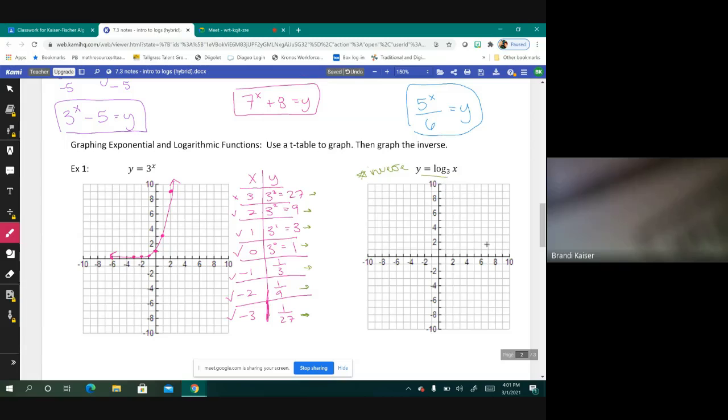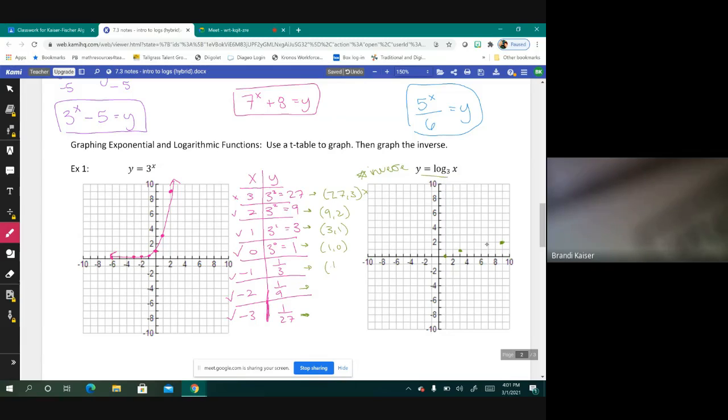So if I flip 3, 27, it becomes 27, 3. And again, that's not something that's going to fit. It's going to go way over to the right, so we can't actually graph that one. Just ignore it. But the next one, 9, 2. I can graph that. Right 9, up 2. There's my point. The next point, 1, 3, becomes 3, 1. If I go right 3 and up 1, there's my point. The next one becomes 1, 0. So 1, 0 ends up right here.